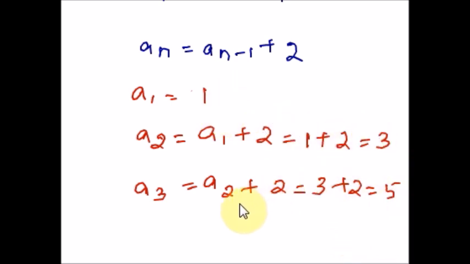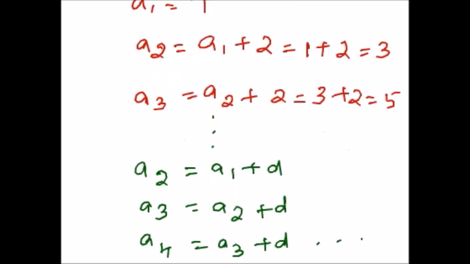So in general, given the first term a1 of an arithmetic sequence and its common difference d, d is 2 here, we can write the following. The nth term is nothing but the sum of the previous term and the common difference. You can also rewrite a2 as a1 plus d, a3 as a1 plus 2d. So it keeps on going like that. Hope you're clear with this one.